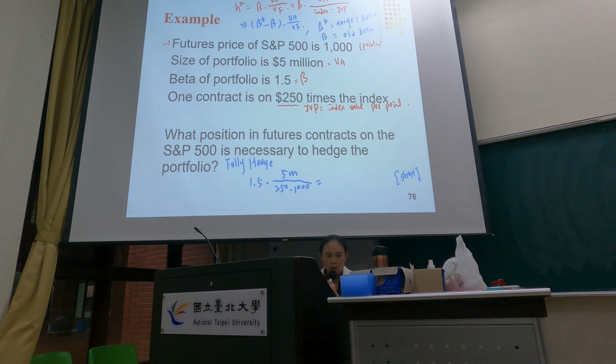天哪，这题我没算，帮我按一下。还是我算。不止你们晕，我有点晕了。Okay, I did it. 250,000. I did. Okay. Hang on. So the answer is 30 contracts.